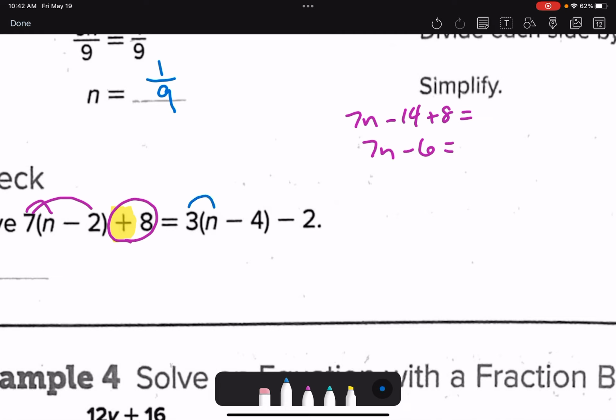So 3 times n, same thing, there's no operation in between, so that's multiplication. 3n. 3 times negative 4, negative 12. And this minus 2 is on the outside. It's just hanging out there, minus 2. And then 3n has no like terms, but we do have them here and here. Negative 12 minus 2 is negative 14.